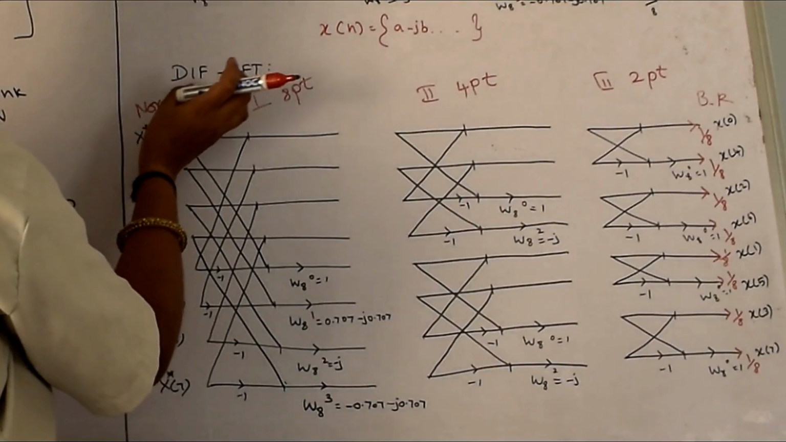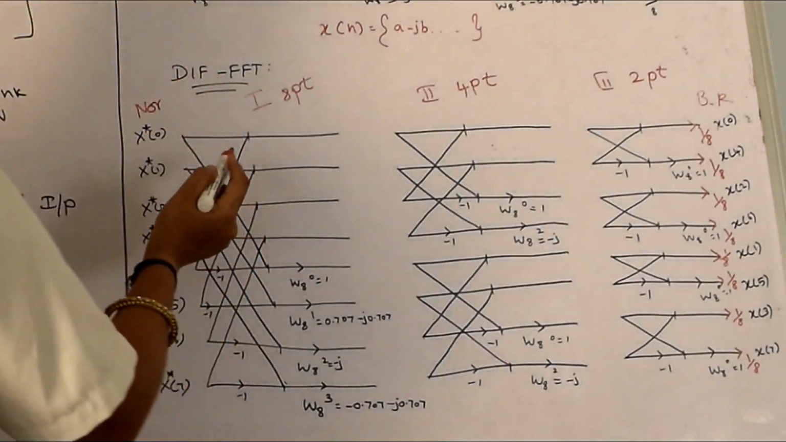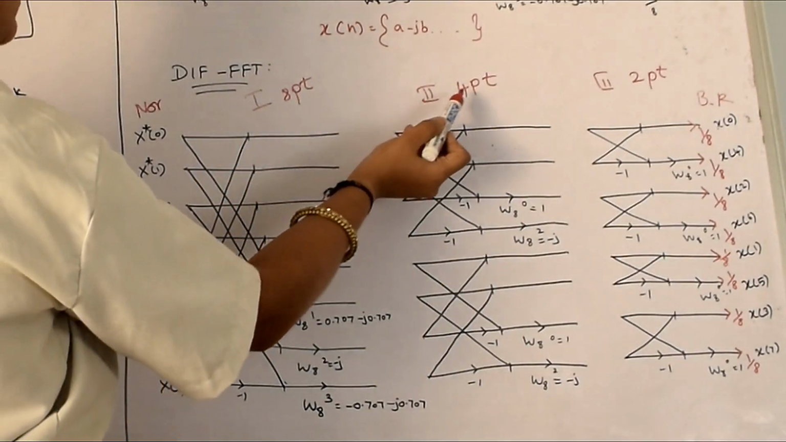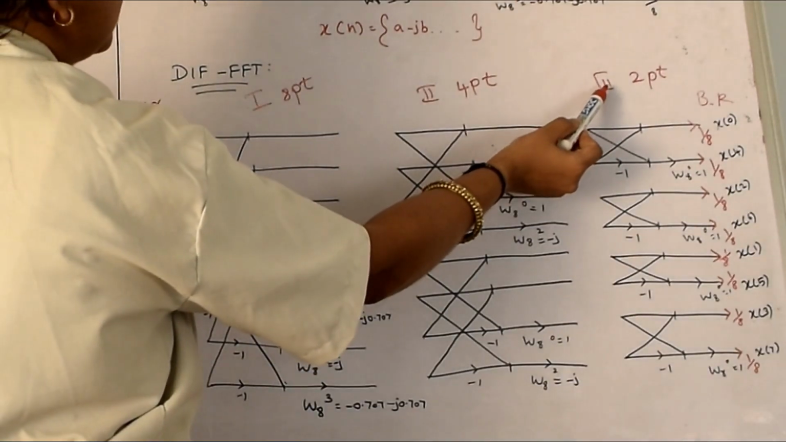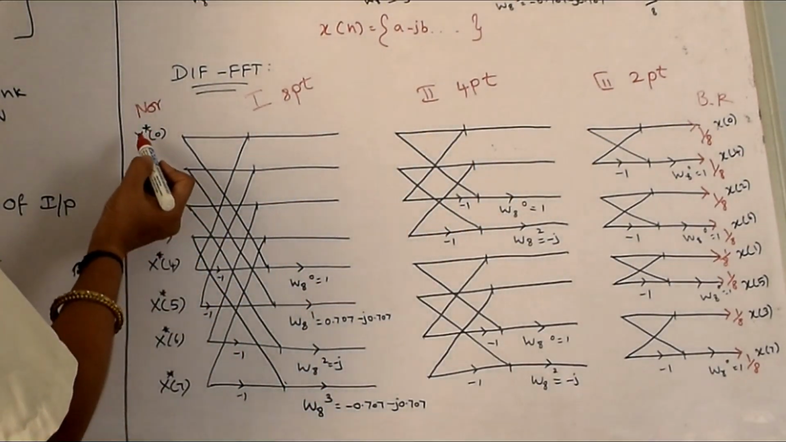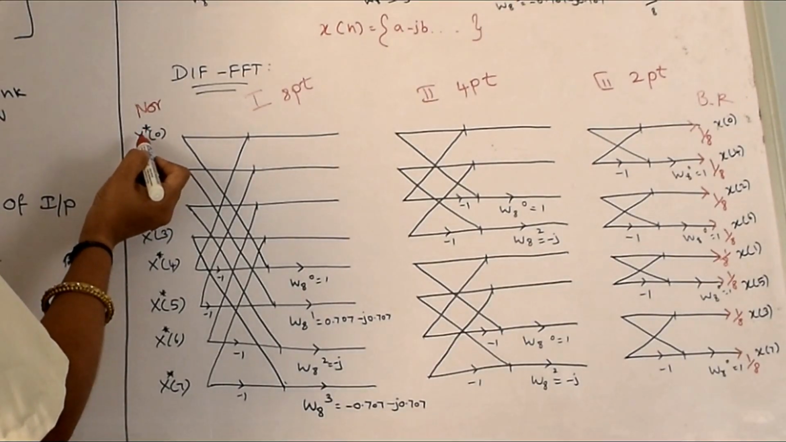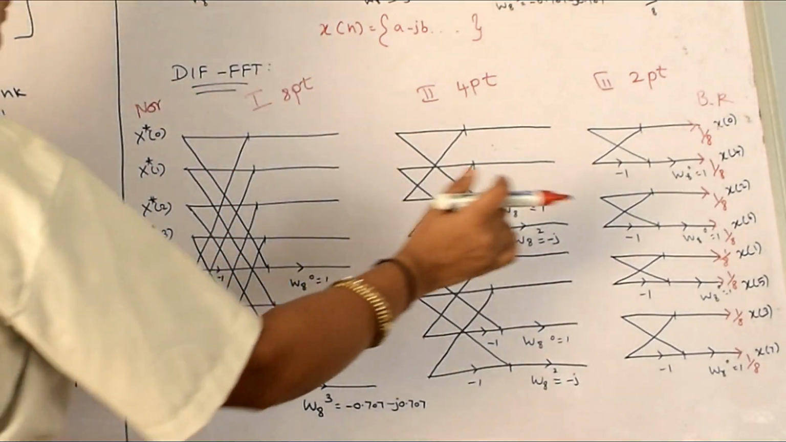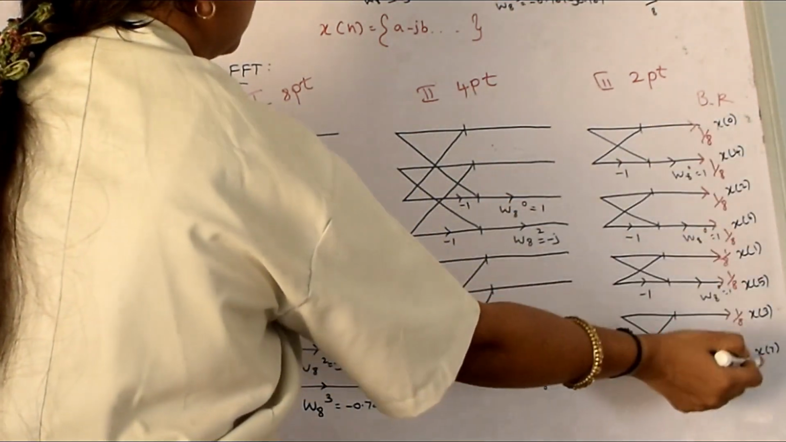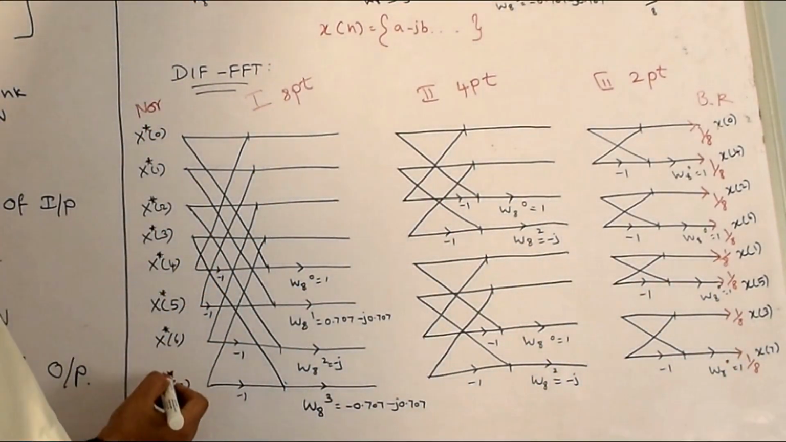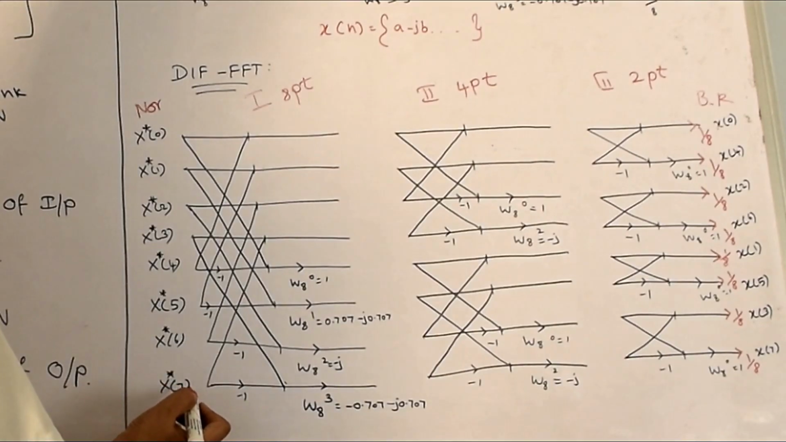Next, DIF FFT algorithm. In this algorithm, first stage will be 8 point DFT, second stage will be 4 point DFT, and third stage will be 2 point DFT. Here also, you have to consider the complex conjugate of the actual input given. Here, in input side, you will be having normal sequence. In output side, you will be having bit reversed sequence. So, I am considering x star of 0 to x star of 7 for the input side.